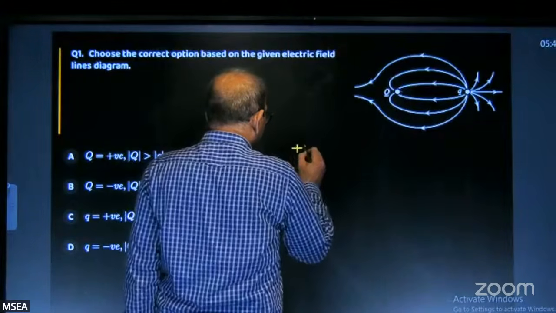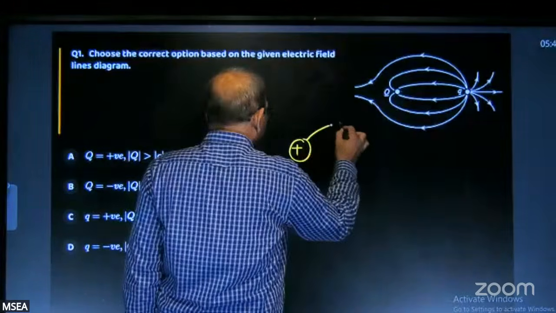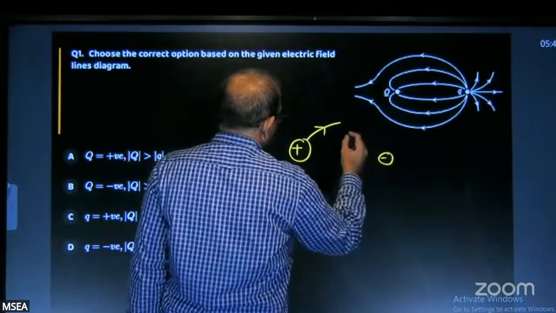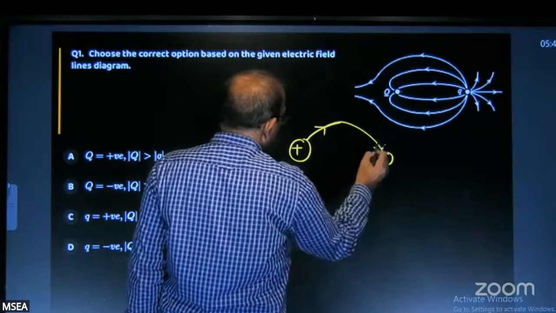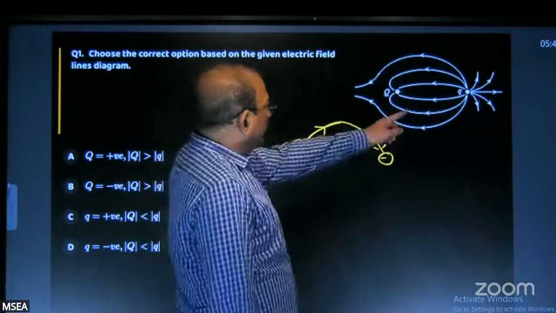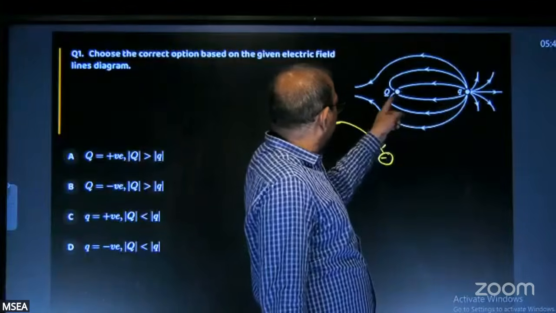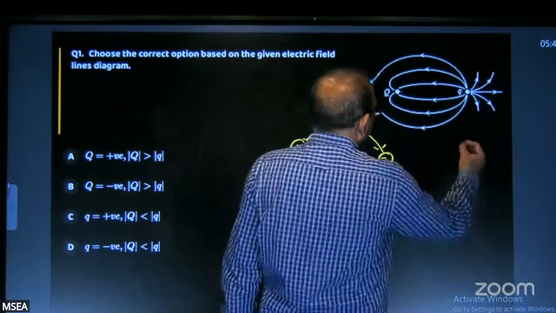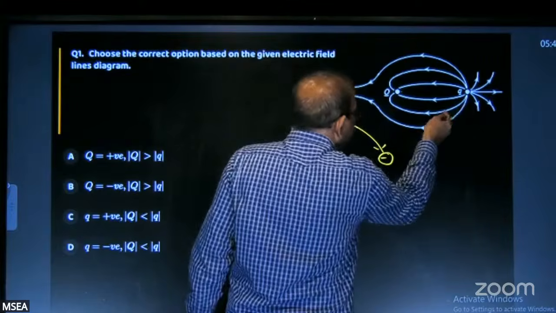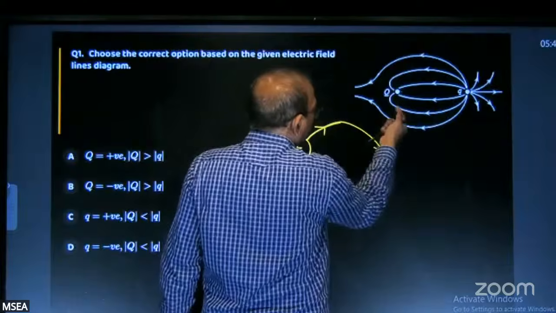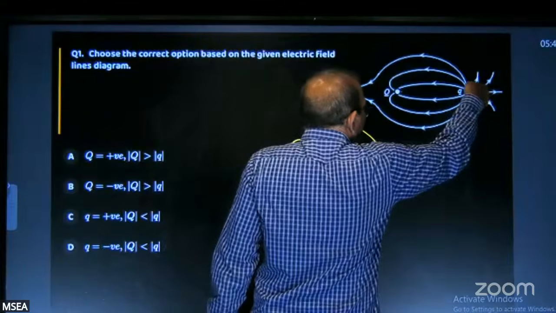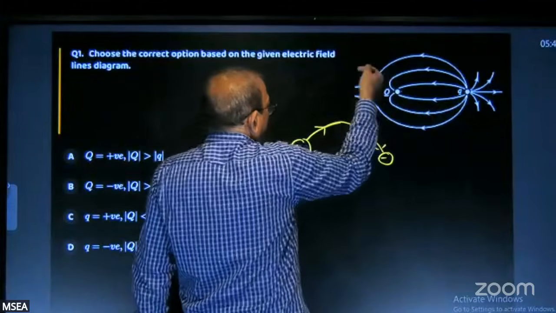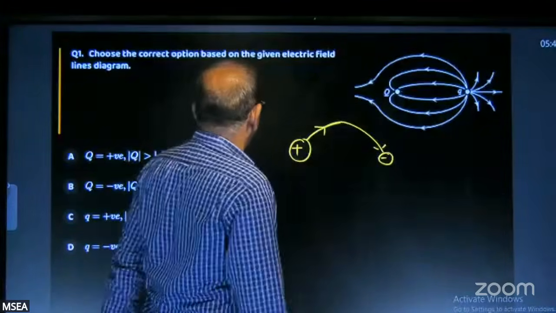And if the charge is positive, field lines come out of that. If the charge is negative, field lines go into that, towards that. If you observe, this is small q charge, this is capital Q. Arrows are shown towards capital Q. They are going towards capital Q. Means a test charge, a unit positive charge, moves towards capital Q. Means capital Q is negative.